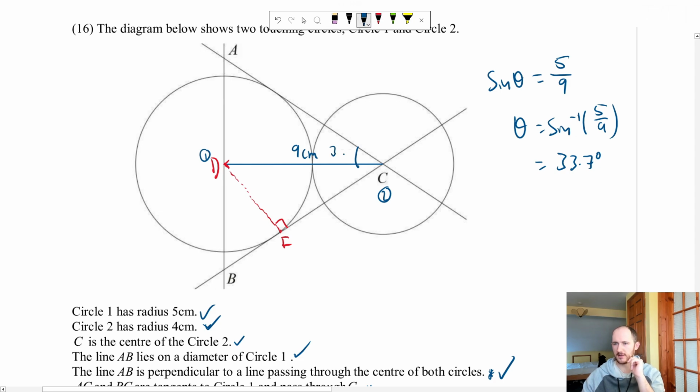It's 33.7, and I want the side AD. So let's just call it x again. Well, that's fine, right? It's opposite over adjacent. It's tan. So tan 33.7 equals opposite over adjacent, so x over 9, because again, this is still perpendicular.